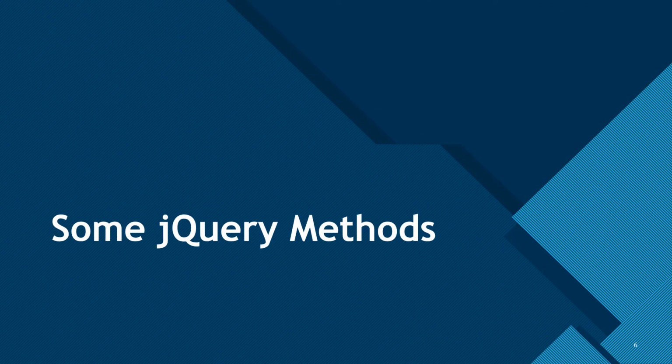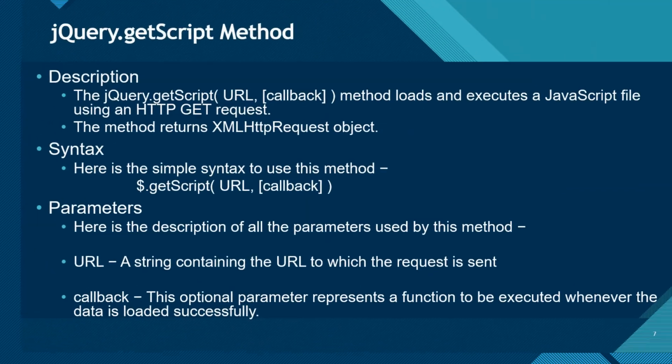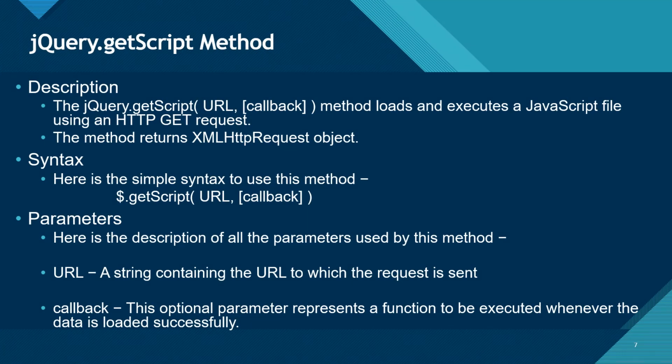So guys, let's start with our next section in which we will discuss some jQuery methods, like we have discussed earlier. First of all, we will discuss a jQuery method which is called the jQuery.getScript method. In this method, we load and execute a JavaScript file using an HTTP GET request. This method returns an XMLHttpRequest object.